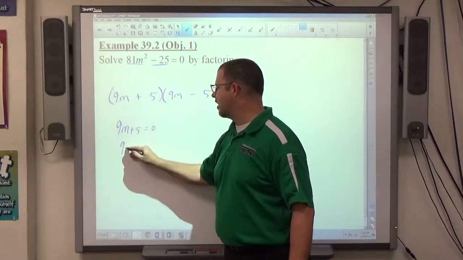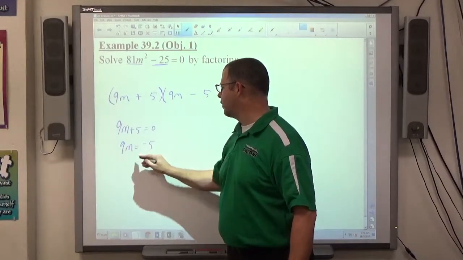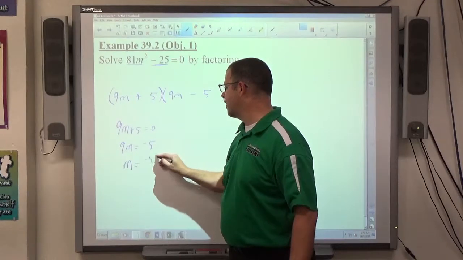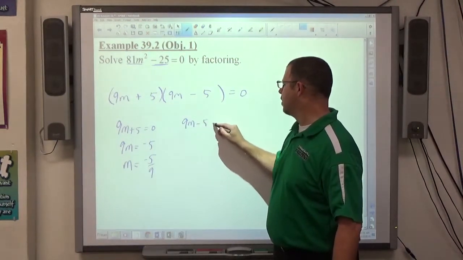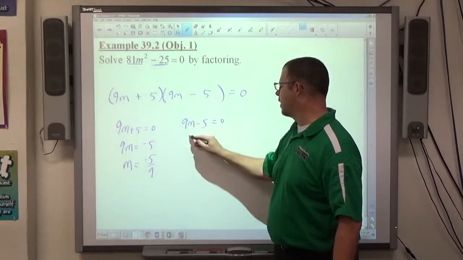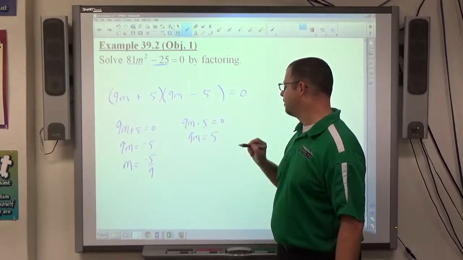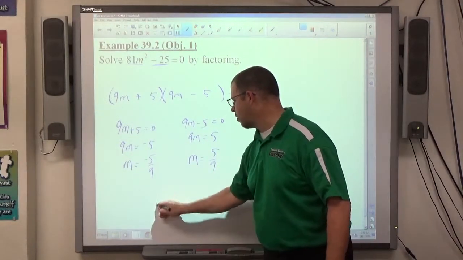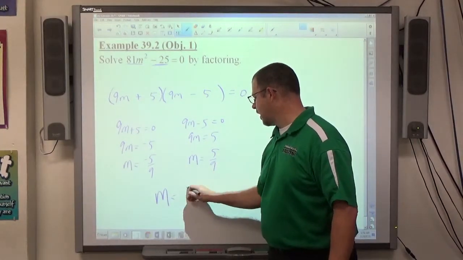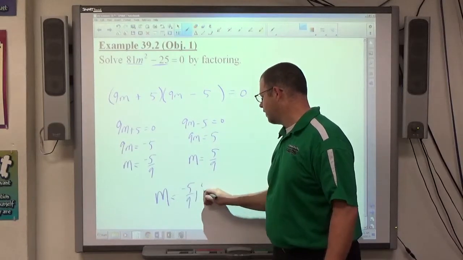And if 9m plus 5 equals 0, we move the 5 over, that gets me 9m equals negative 5. So we can divide by 9, we get m equals negative 5 ninths. If 9m minus 5 equals 0, we start by moving the 5 over, we get 9m equals positive 5. We divide both sides by 9, we get m equals positive 5 ninths. So m equals negative 5 ninths, positive 5 ninths.